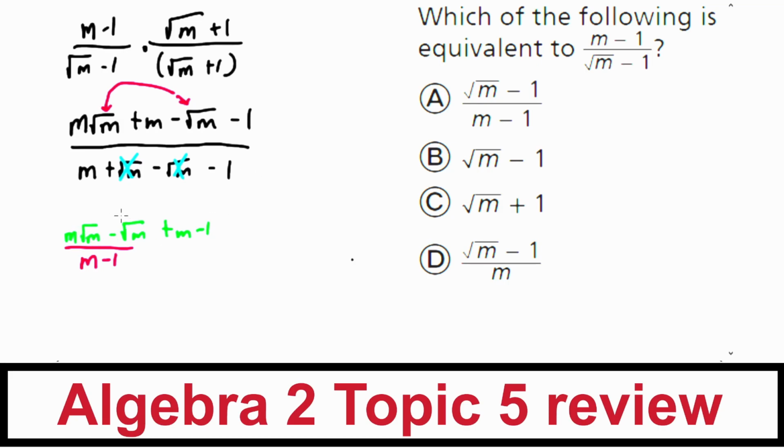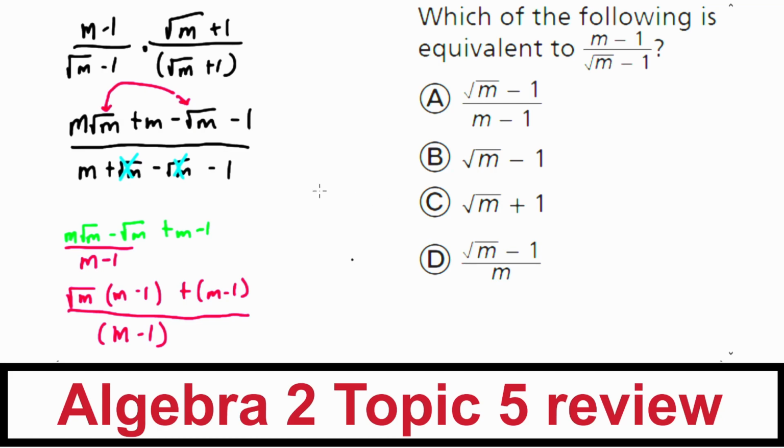Right here, the square root of m and the square root of m can be factored out. This is going to leave me with the square root of m. This will leave behind an m when I pull it out, minus 1, plus m minus 1. And all of this is over m minus 1. Now, my knee-jerk reaction here is, all right, I've done a lot. I've had to think this through quite a bit. And now I have two m minus 1s in the numerator, and I can cancel them out.